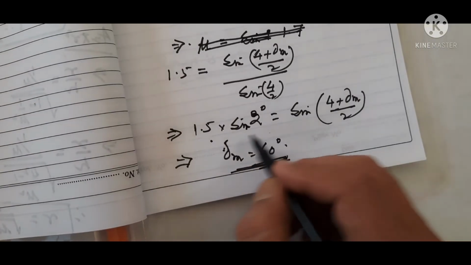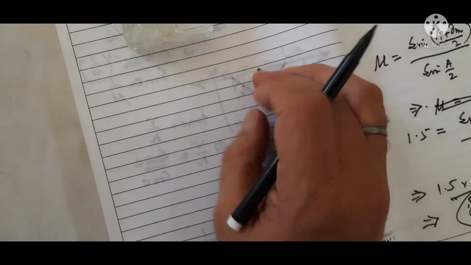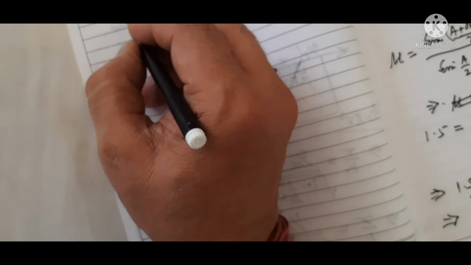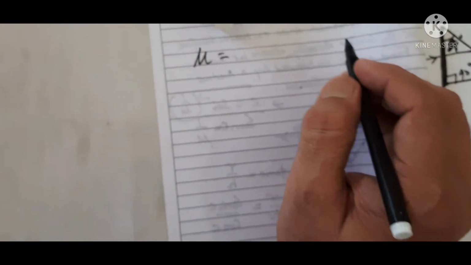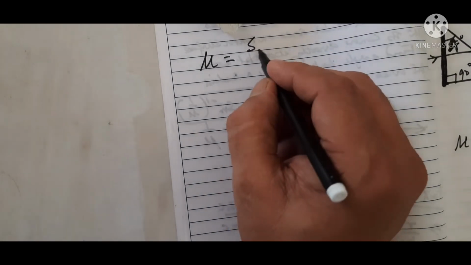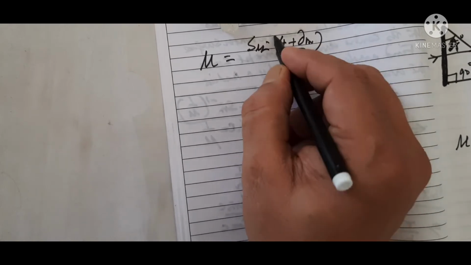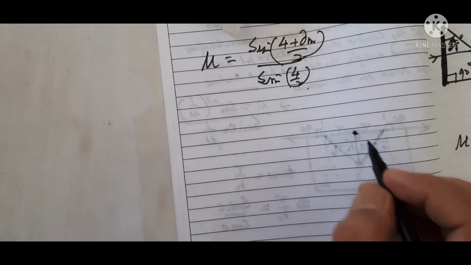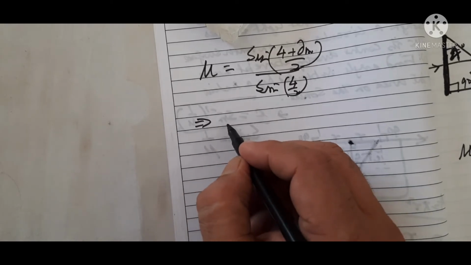Actually, if you are going to calculate, not exactly the 60 degree, but how you are going to calculate, just to see, in this way, इसको ऐसे ही कर सकते हैं. That is your mu is equal to कितना आया यहाँ के बाद sin 4 plus del m by 2 by sin 4 by 2 इतना आया था. तो angle is small, so we can remove the sine also.